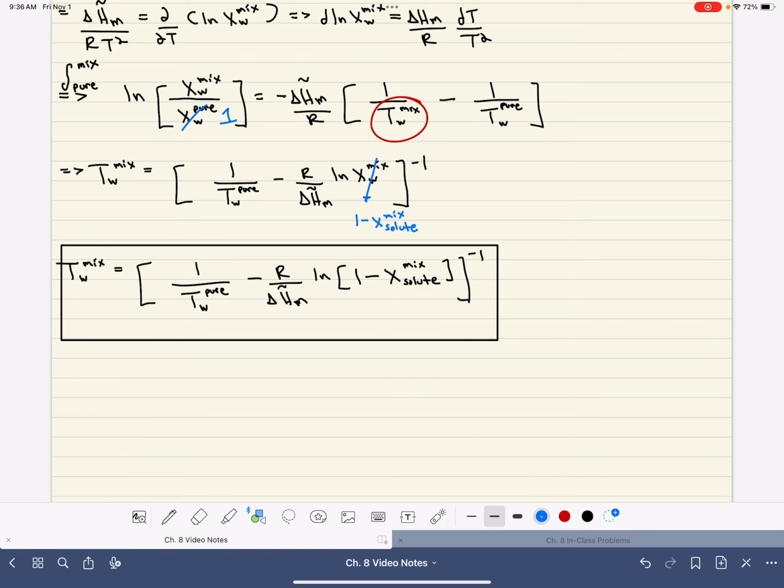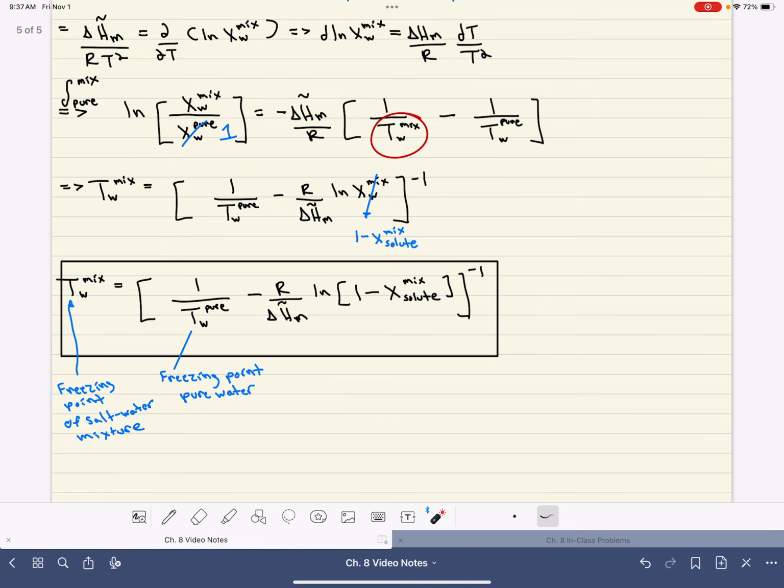So just to clarify, this is the freezing point of pure water. And this is the freezing point of the salt water mixture. Okay? And so by applying the calculus of thermodynamics, we now have a model that relates the freezing point of the mixture to the amount of salt that's in the mixture.